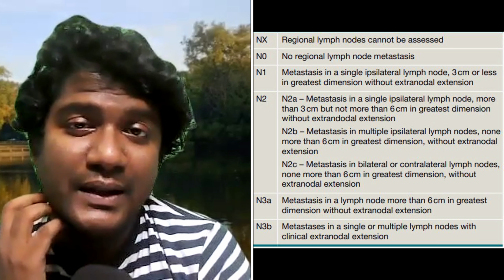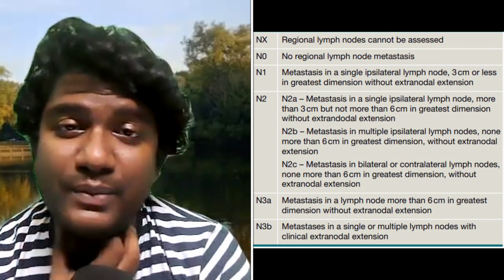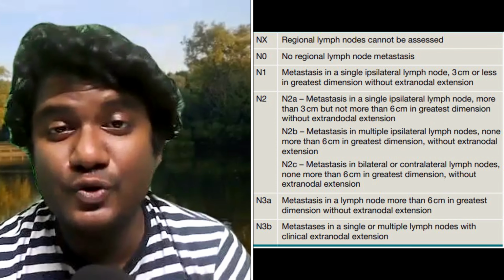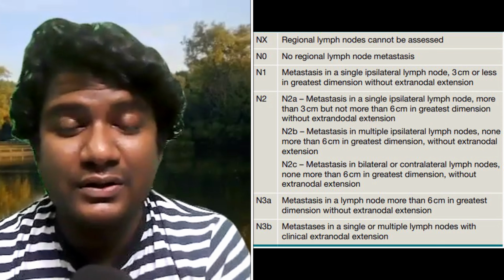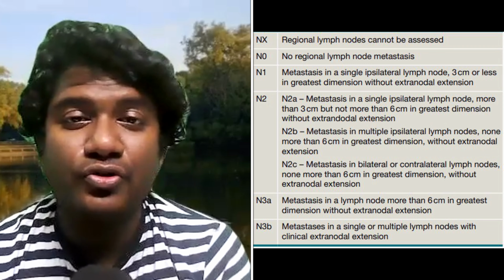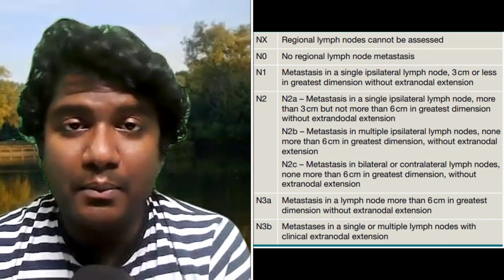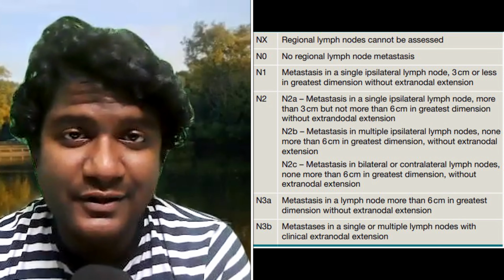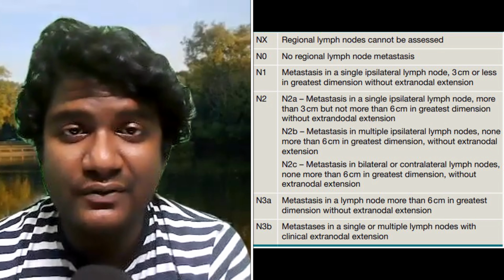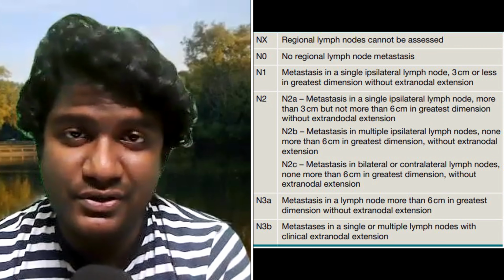N2C, because multiple ipsilateral has been covered, the next space to spread will be multiple bilateral. Of course, if you have bilateral, then you don't have to talk about multiple. It has to be more than one. Bilateral cannot be single. A statement like single bilateral lymph node does not make sense. So you just say bilateral lymph node. Also, contralateral lymph nodes. Bilateral lymph nodes or contralateral lymph nodes, none more than 6 centimeter in greatest dimension. So N2C is bilateral lymph nodes or contralateral lymph nodes, none more than 6 centimeter in greatest dimension.